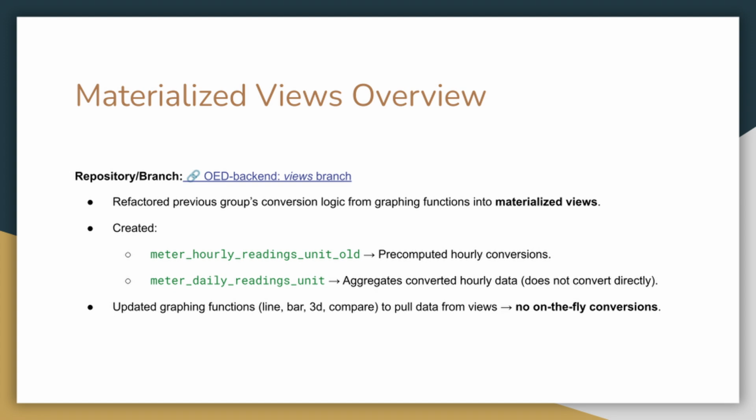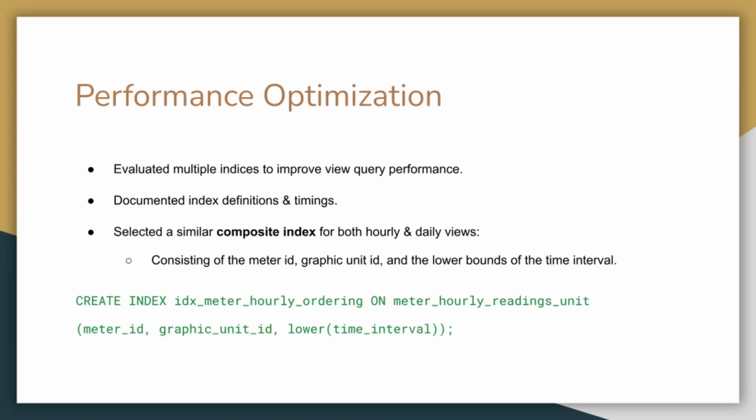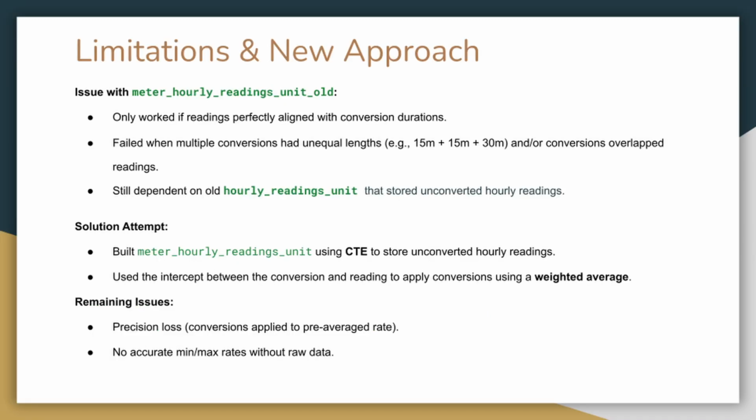The graphing functions were updated to retrieve converted readings from these views, eliminating the need to apply conversions on the fly during each query. After building the initial views, we tested, timed, and documented multiple index configurations to see which ones would give the fastest query times. From our analysis, we selected a composite index that works for both hourly and daily and is defined on the meter ID, graphic unit ID, and lower bounds of the time interval. This index provided the most consistent performance improvement across the relevant queries.